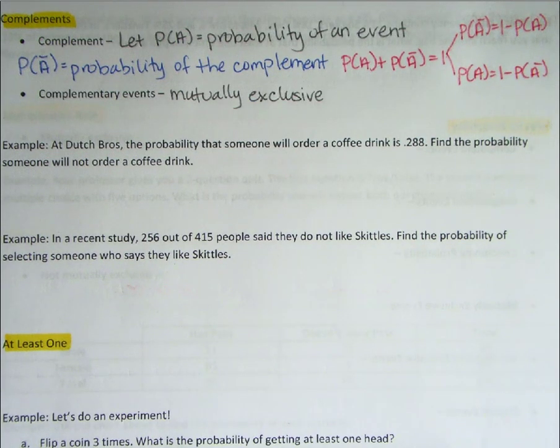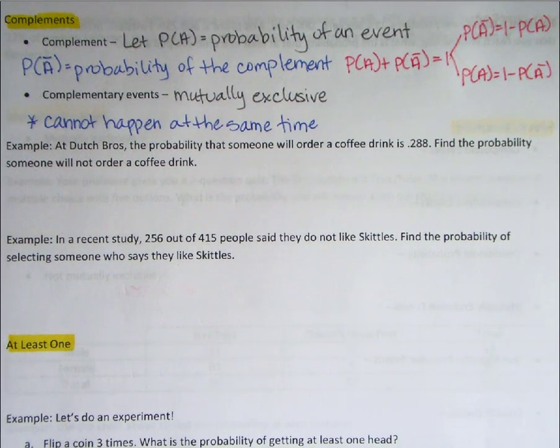Complementary events are considered to be mutually exclusive. This means they cannot happen at the same time. Let's look at a couple of examples of how we can use complements to solve for the probability of a given event, where we have either decimals or values that we need to use fractions.